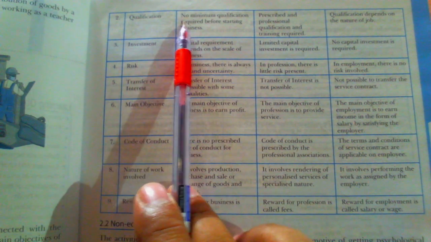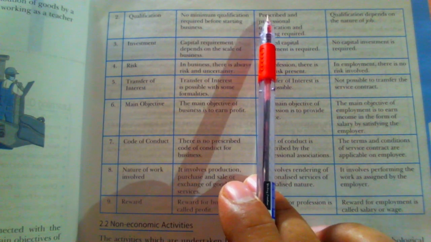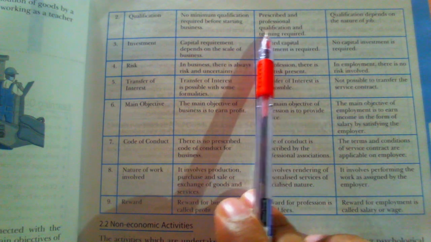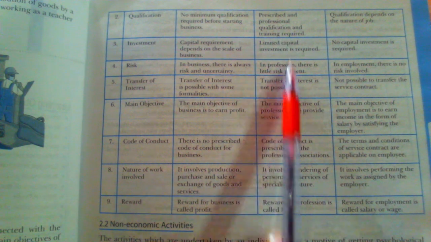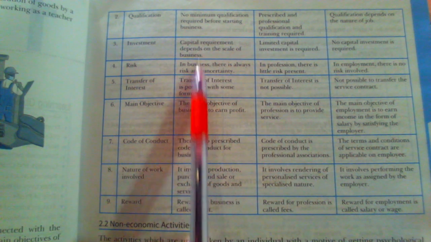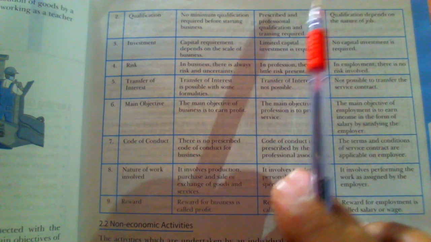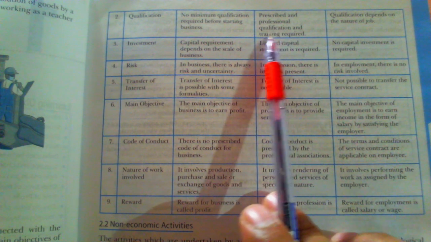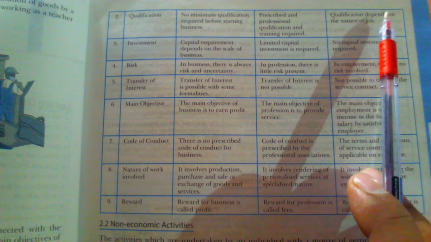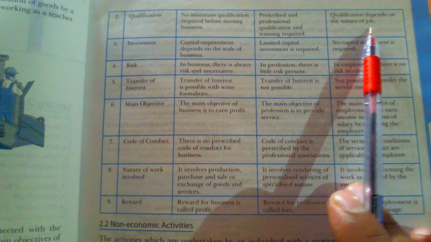Qualification. No minimum qualification is required before starting a business. Next, prescribed and professional qualification and training required. This is for profession, the earlier one is for business, and this is for employment. These are the differences. So, in profession, you need prescribed and professional qualification and training. And in employment, qualification depends on the nature of the job.